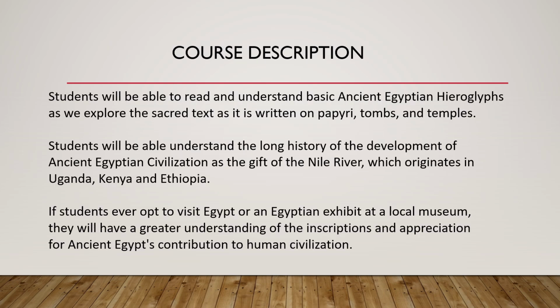For this course, students will be able to read and understand basic ancient Egyptian hieroglyphs as we explore the sacred text as it is written on papyri, tombs, and temples. And students will be able to understand the long history of the development of ancient Egyptian civilization as the gift of the Nile River, which originates in Uganda, Kenya, and Ethiopia.